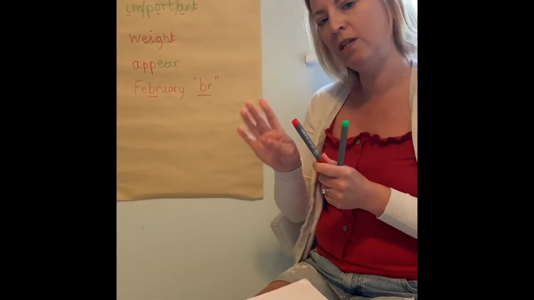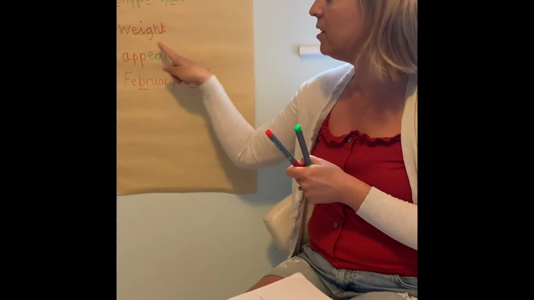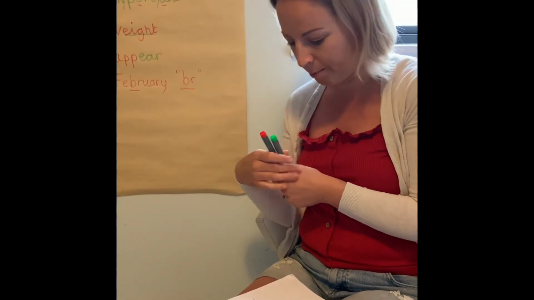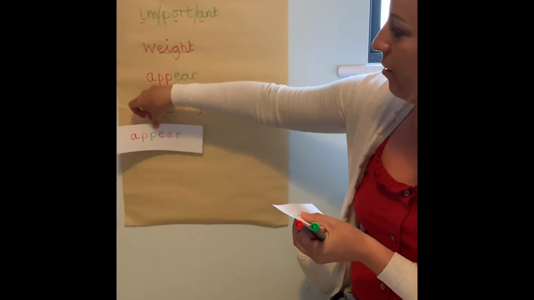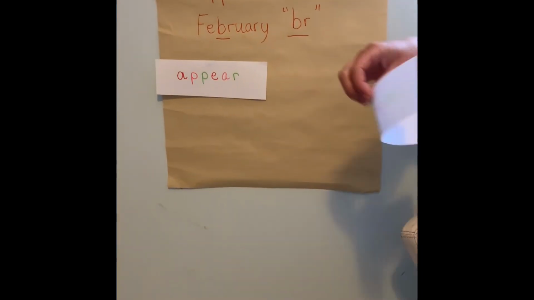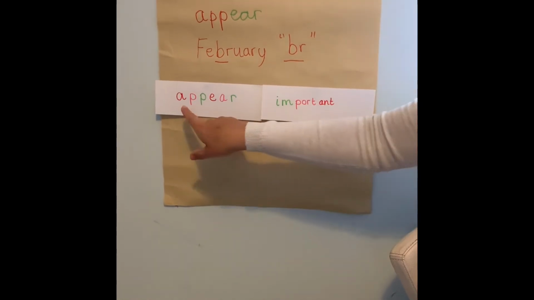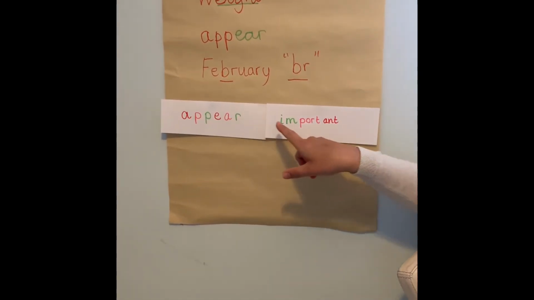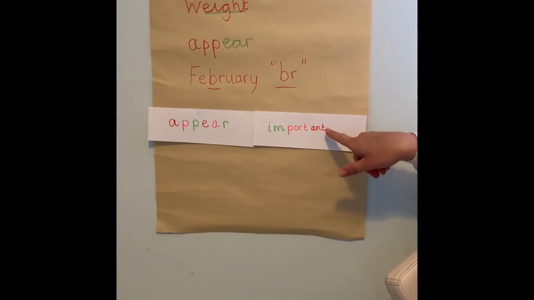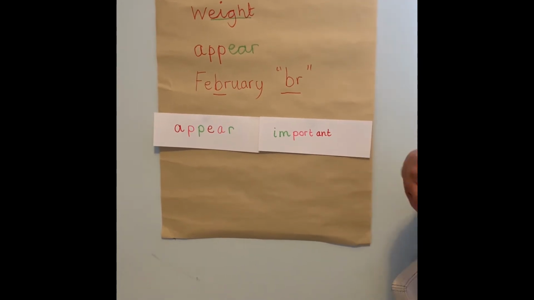So you've identified your words. You might want to think about ways of remembering them. You can also do games with them. Sometimes, and I do this at home with my children, we write them out in different colours. Appear, I've just done it in multicolours. And important, I've written it out in the colours for the syllables to help you remember it.